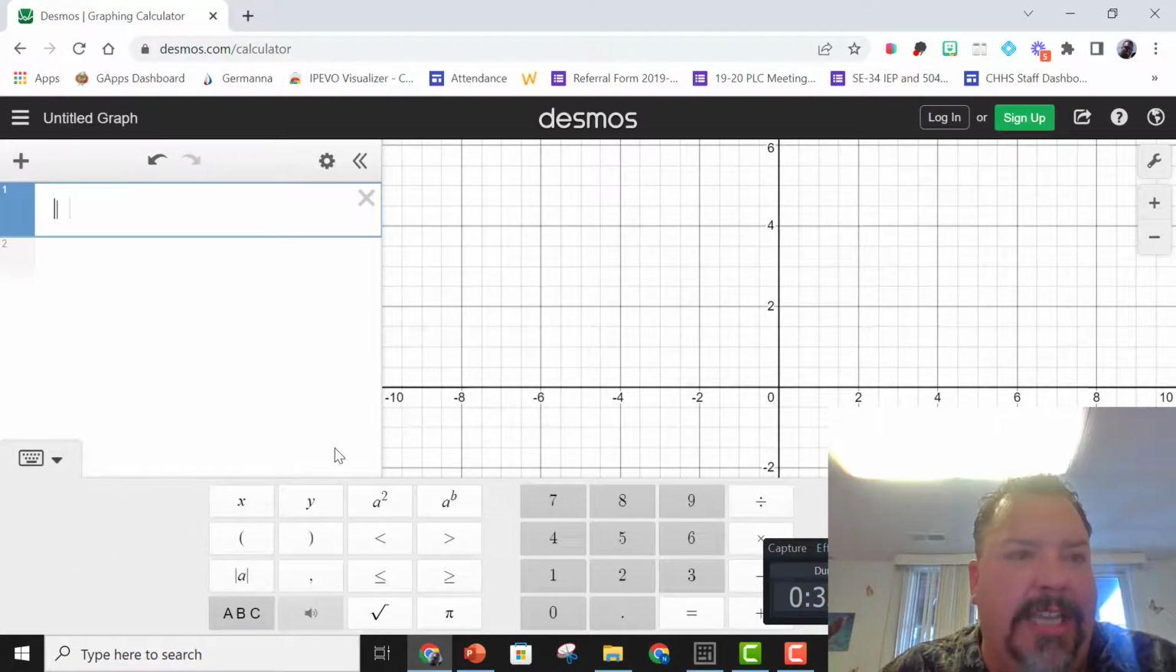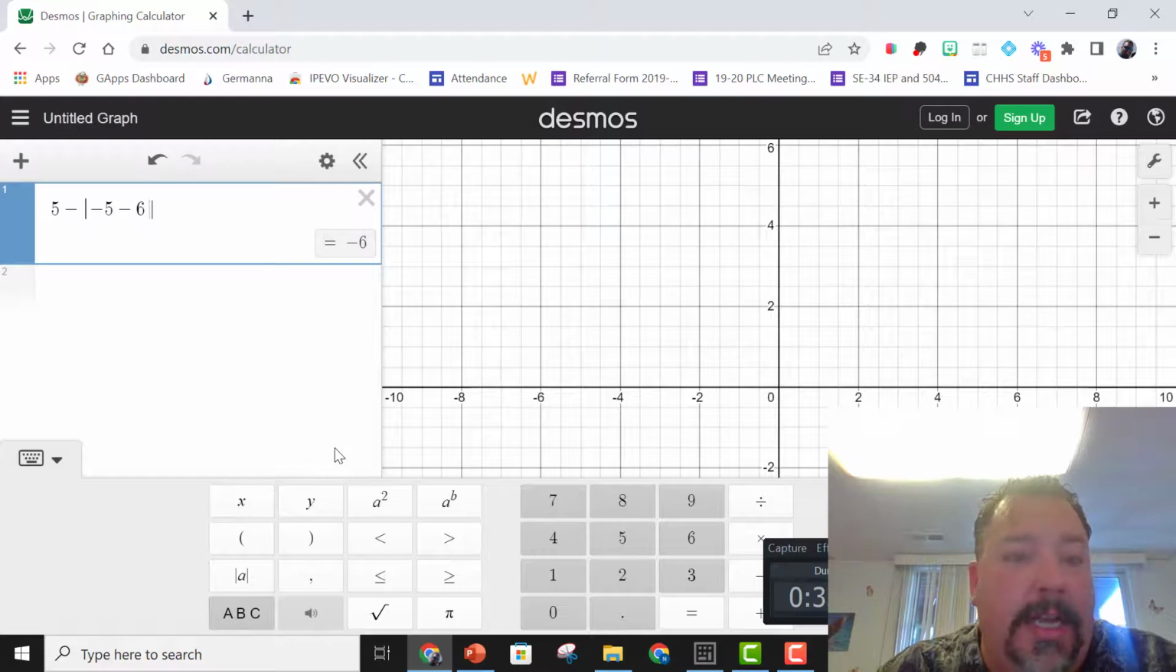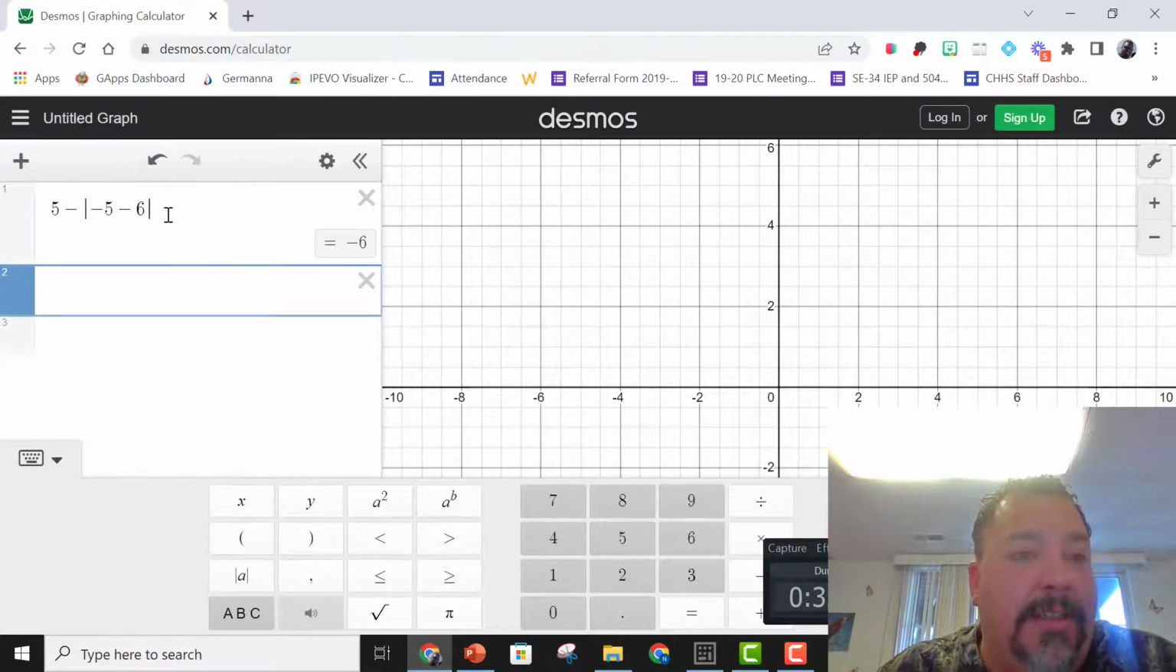So like here is absolute value. If I type something in, I can always move with the arrow keys. So let's say I had 5 minus, I forget what the problem said. I think it said negative 5 minus 6. Okay, and it will automatically put the absolute value bar at the end. And you can see it's doing the same calculation. So there's absolute value.